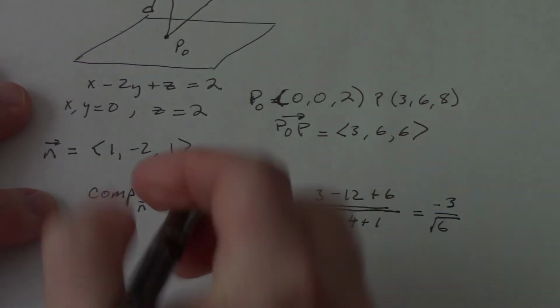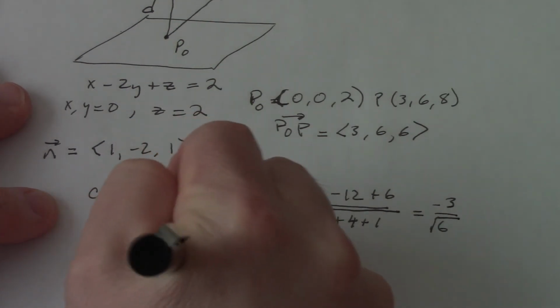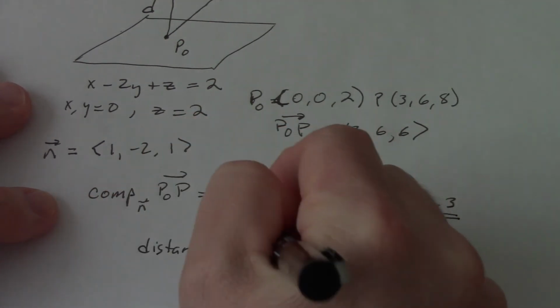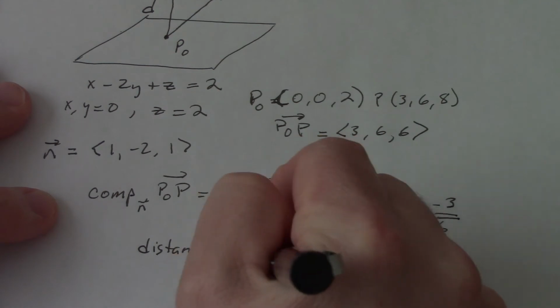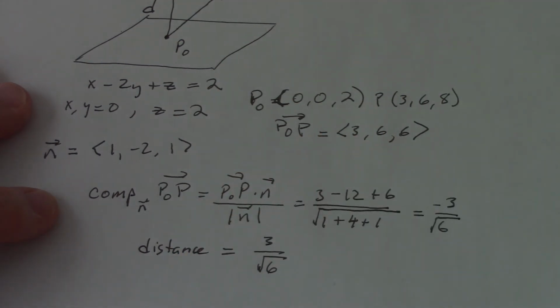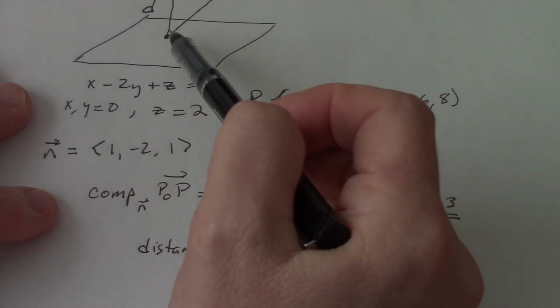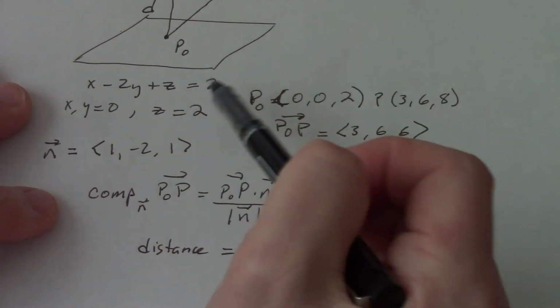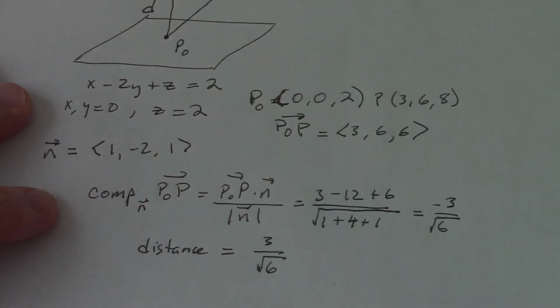Sorry, so my distance is 3 over root 6. The negative just means maybe my P0P is probably underneath the plane instead of above it, like it looks here. So how do you find other distances between objects and planes?